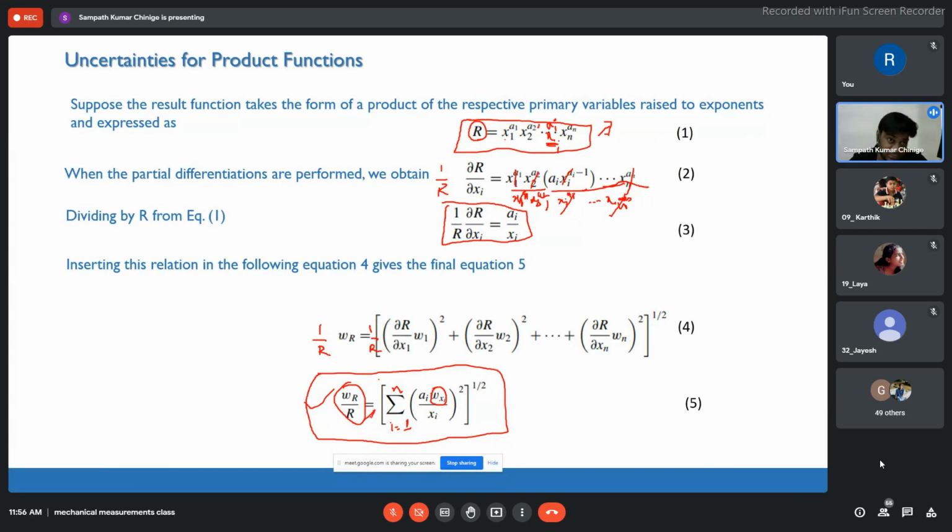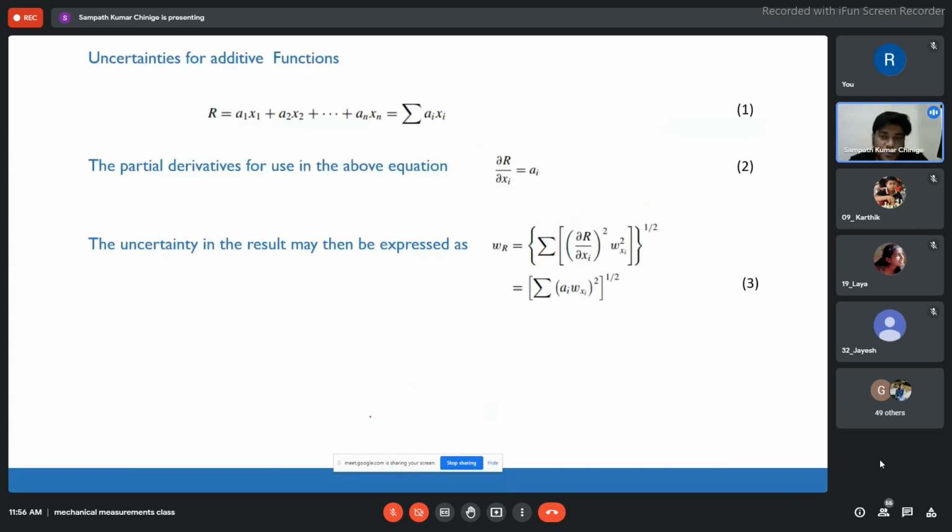So it is in the form of a product, a function. There I will use this method. Suppose it is in the form of an additive function, so the total function is in the additive way. You can write it as sigma ai xi, so the partial derivative dou R by dou xi is basically your ai.